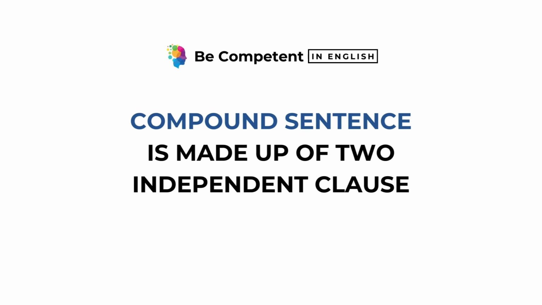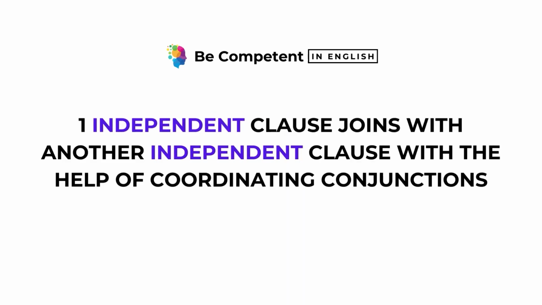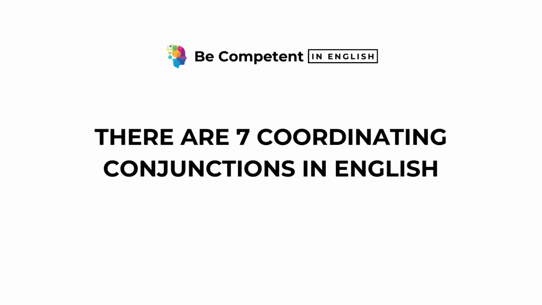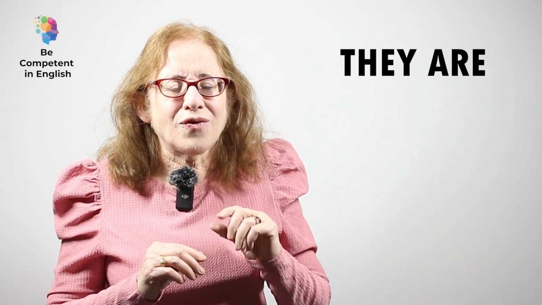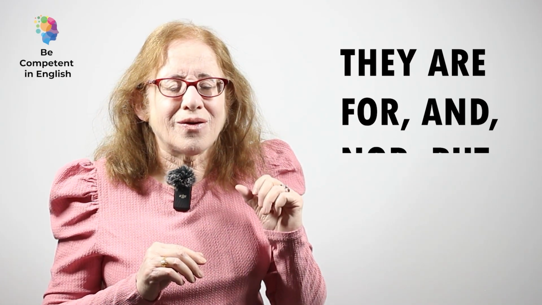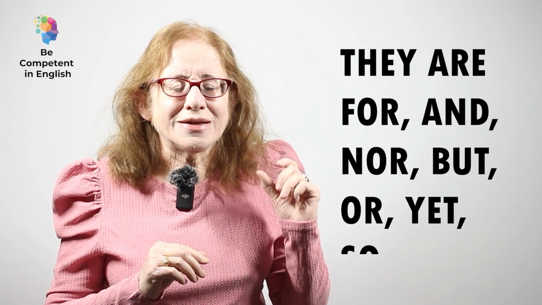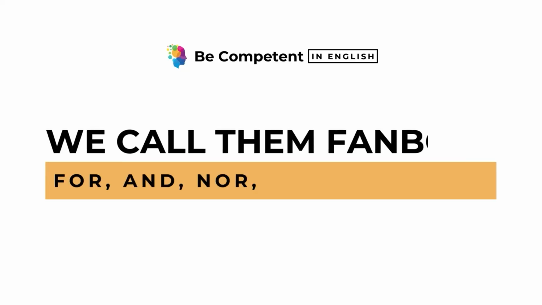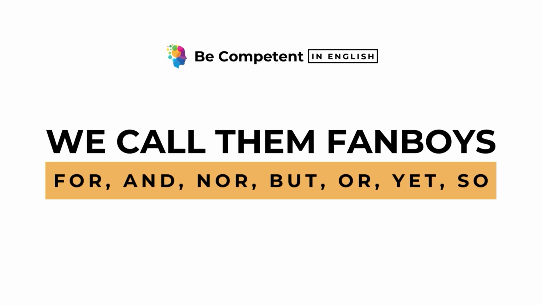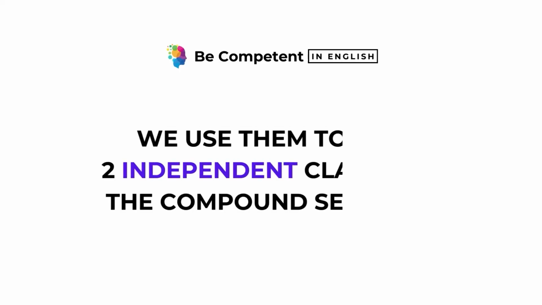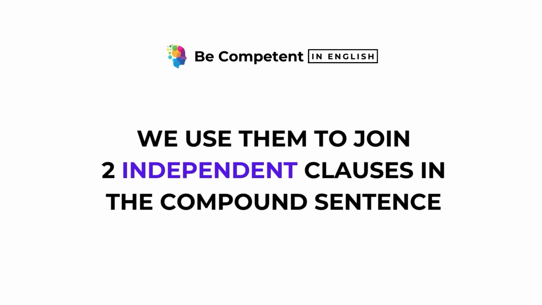A compound sentence is made up of 2 independent clauses. One independent clause is joined with another independent clause with the help of coordinating conjunctions. Okay, coordinating conjunctions, there are 7 coordinating conjunctions in English. They are for, and, nor, but, or, yet, and so. And we often call them FANBOYS. Okay, all these 7 coordinating conjunctions indicate different purposes, and we use them to join 2 independent clauses in compound sentences.